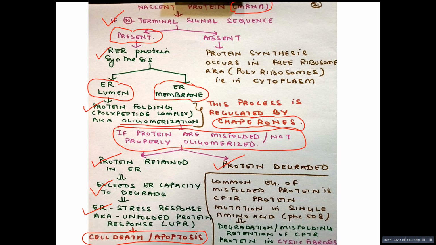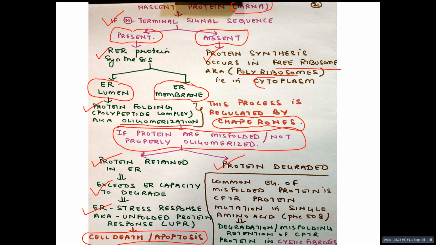Prion's disease. Now coming back to the top, if the N-terminal sequence is not present in the mRNA, protein synthesis will still occur, but where? It will occur in the free ribosome, also called the polyribosome, in the cytoplasm. So if the N-terminal sequence is present, the synthesis will take place in the rough endoplasmic reticulum. If it is not, then the protein synthesis will occur in the cytoplasm in the free ribosome.